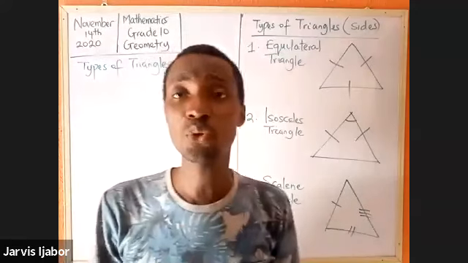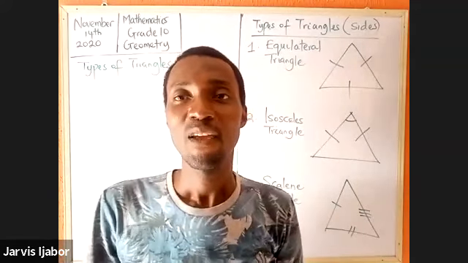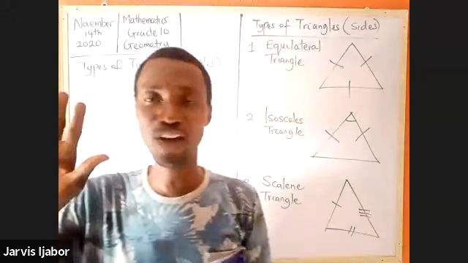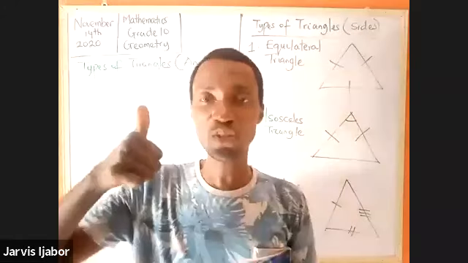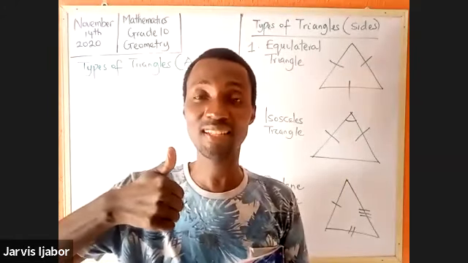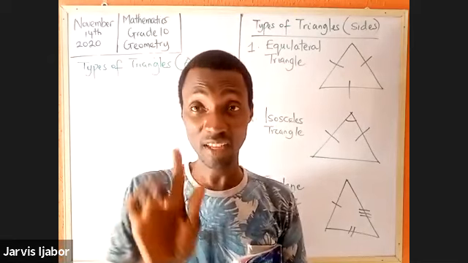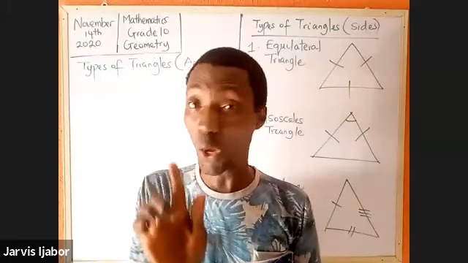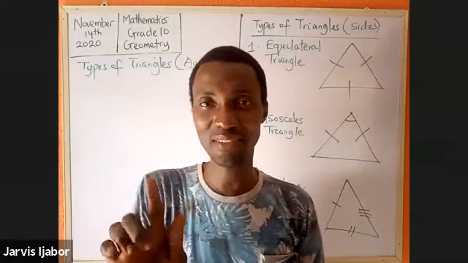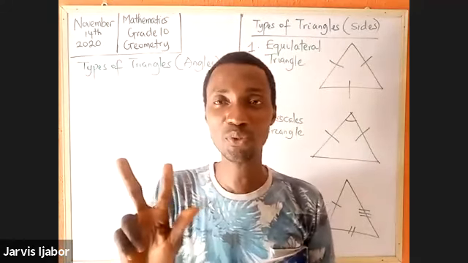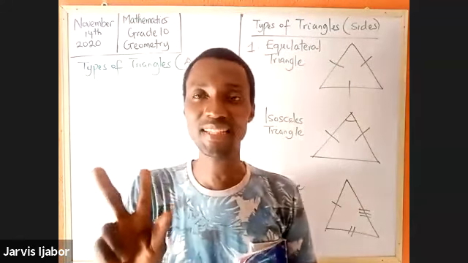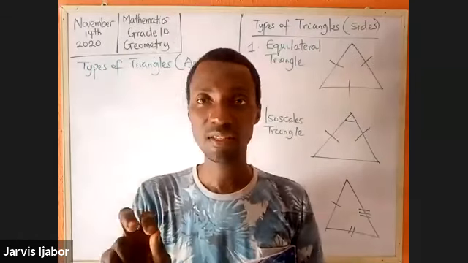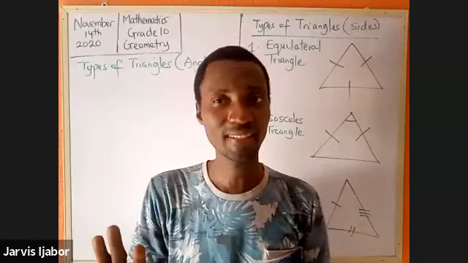Remember when we treated angles? We treated 6 types of angles. The first we treated was acute, angles that are less than 90 degrees. The second was your right angle, which is exactly 90 degrees. The third was obtuse, above 90 degrees, but less than what? 180 degrees.